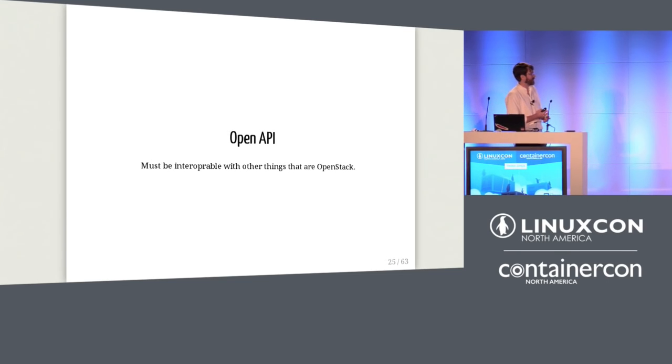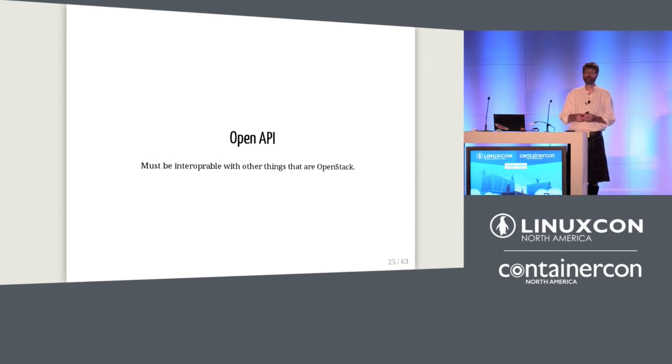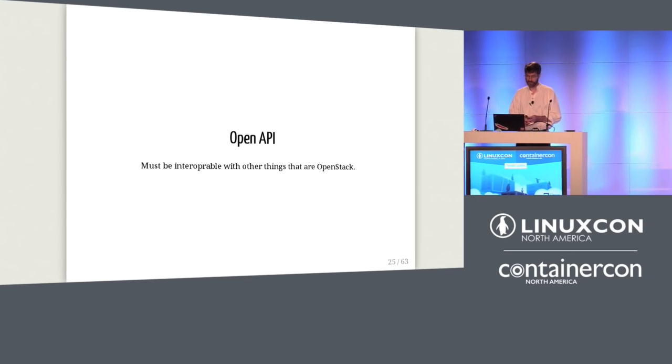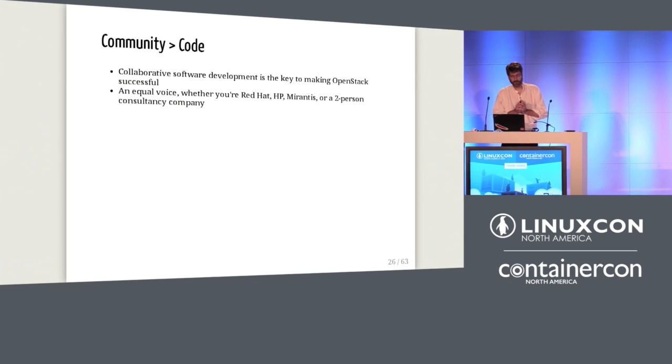Another aspect of open is open API. Because there's so many of these projects, it's mandatory that each project have an open API that other projects can communicate with. All of the communication between these different parts of the stack is over this REST API. And because each one of these projects might be running on one or many separate machines, it's important that this communication happen across the network. And so that is a requirement of OpenStack projects. But the most important one of these is the collaborative software development model where governance is open.